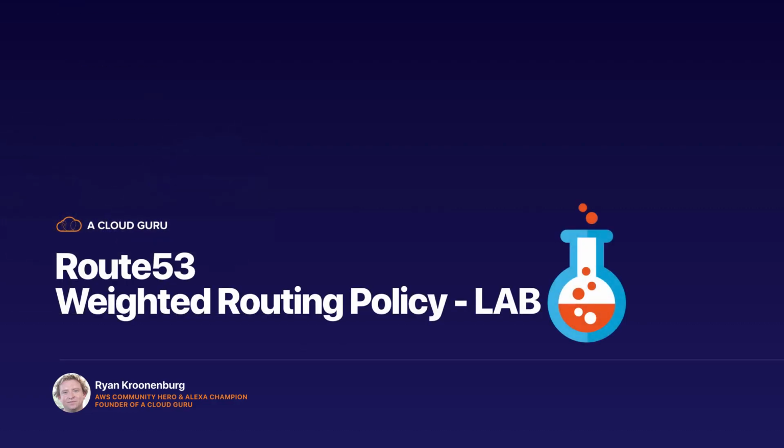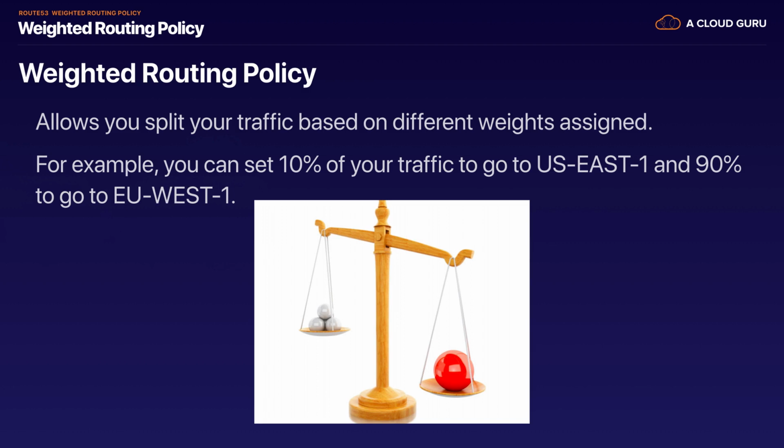In this lecture we're going to look at weighted routing policies. Weighted routing policies allow you to split your traffic based on different weights assigned. For example, you can send 10% of your traffic to US East 1 and 90% of your traffic to EU West 1.